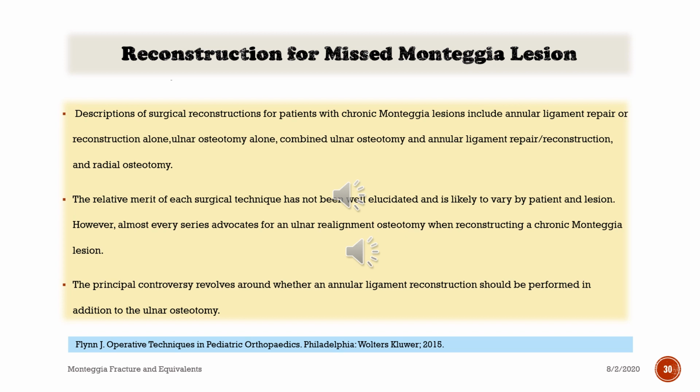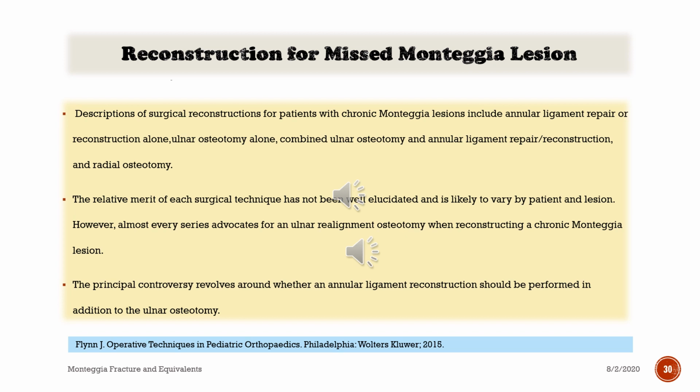Reconstruction for missed Monteggia lesion. Descriptions of surgical reconstructions for patients with chronic Monteggia lesions include annular ligament repair or reconstruction alone, ulnar osteotomy alone, combined ulnar osteotomy and annular ligament repair/reconstruction, and radial osteotomy.